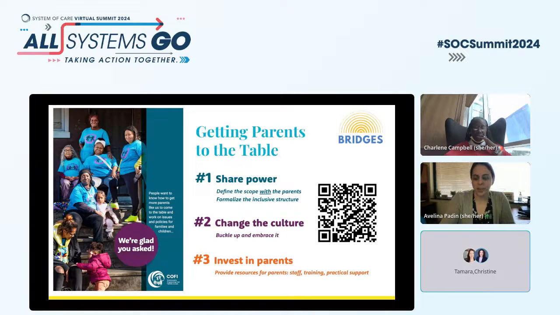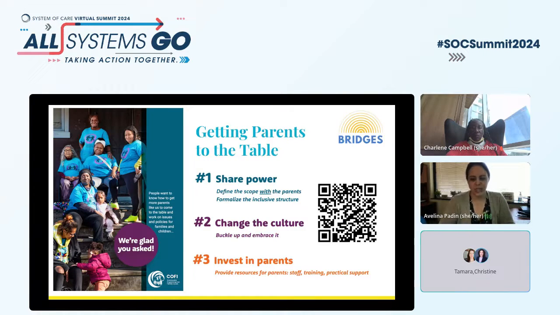Some of the takeaways I'll mention briefly, which Tammy also mentioned as part of the data they collected in the evaluation, are, first, the importance of sharing power. So including parents, like Charlene said, engaging them, helping them identify their role as leaders in your work. Second, changing the culture. Making sure you've created a structure that's inviting for parents, that you're willing to hear their feedback, and maybe adjust how you've normally done things in order to have parent voice at the table.